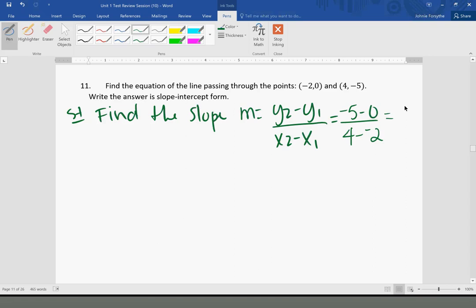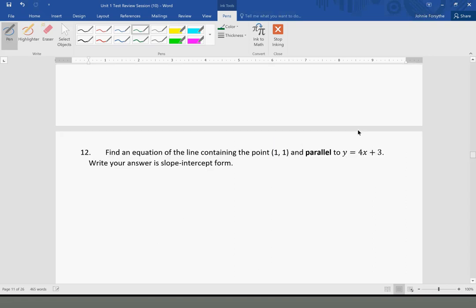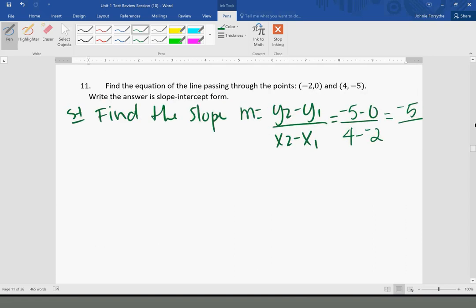So -5 minus 0 is -5. And then 4 minus -2 would be 6. So the slope of the line that we are going to write is -5 over 6. Now let's use point-slope form.